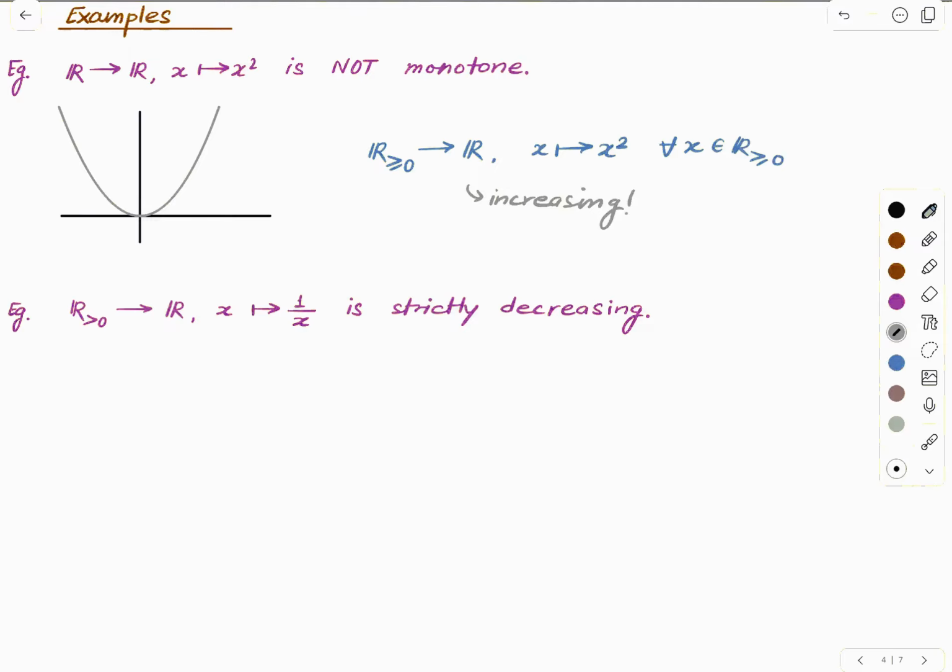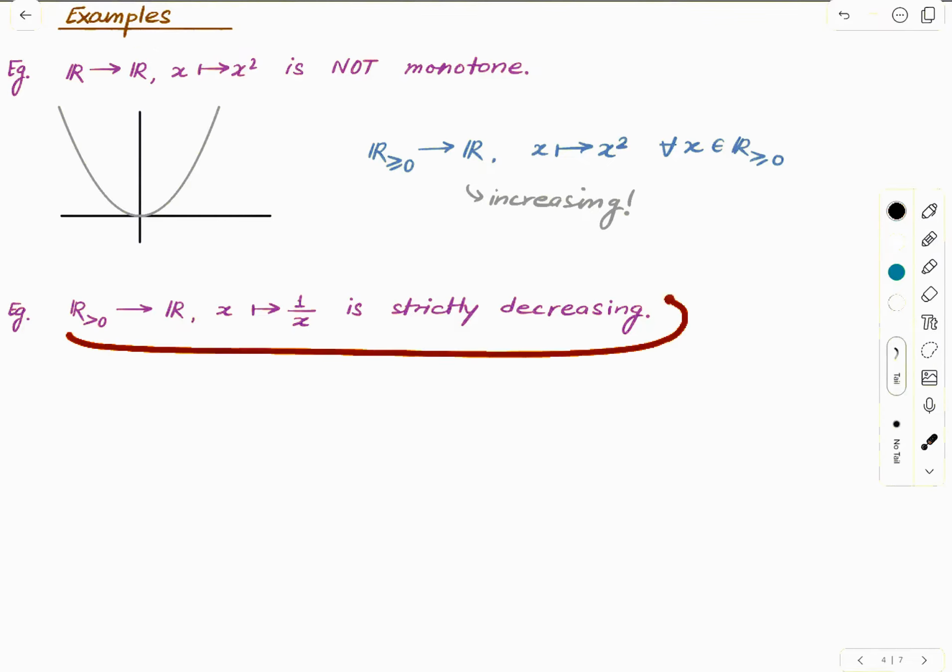This is an increasing function. Even though the description is the same, the domain has changed. So when we talk about increasing or decreasing functions, the domain matters. Okay? And this function is strictly decreasing.